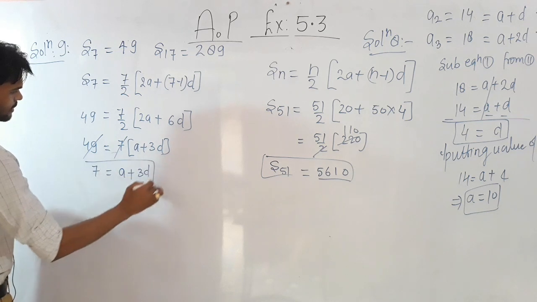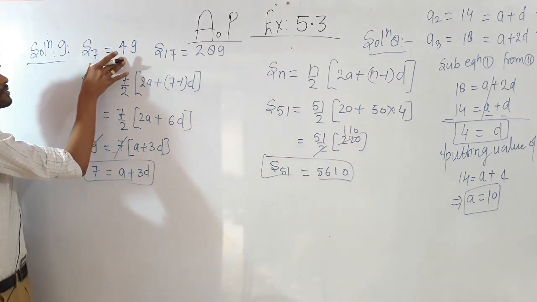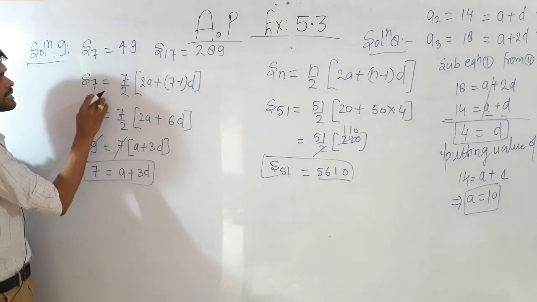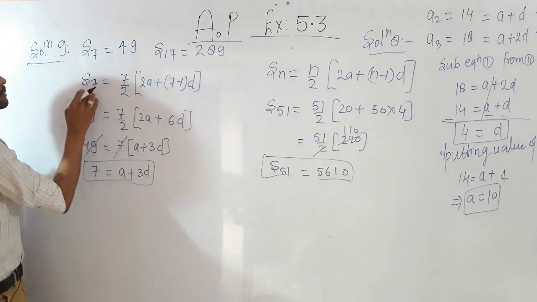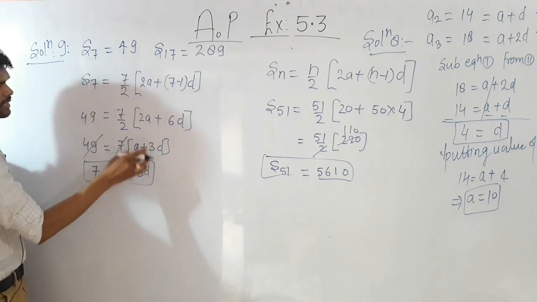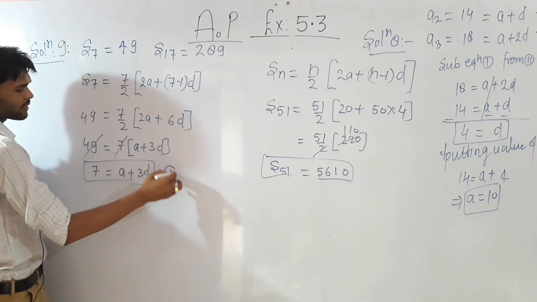Okay, see what was given in the question. S7, meaning the sum of the first 7 terms, is 49. So we have used the formula Sn is equal to n by 2 into (2a plus (n minus 1) into d). We have substituted the value of S7 given in the question, and in this way we have obtained a plus 3d is equal to 7. Let it be equation number first.